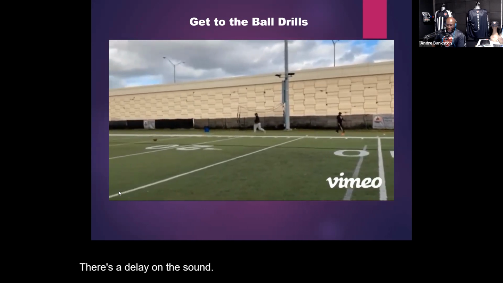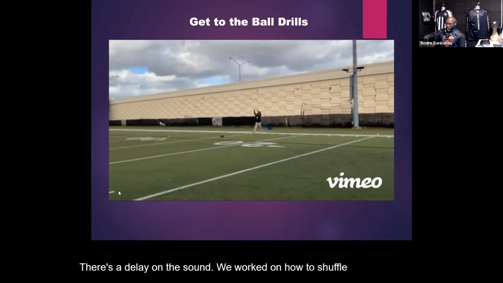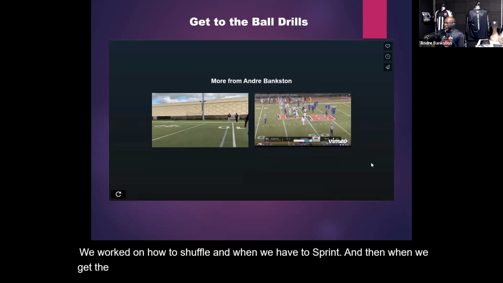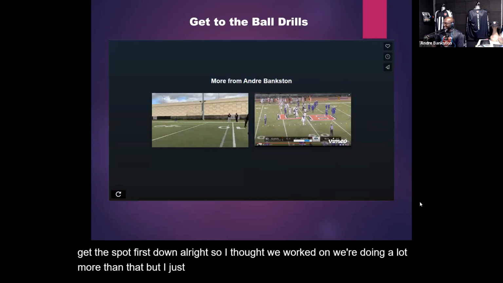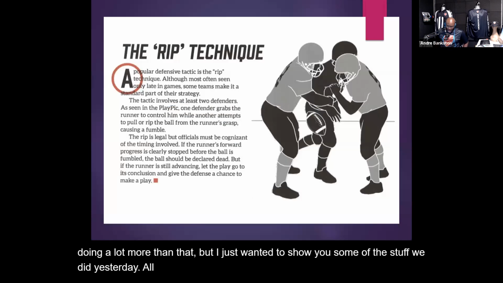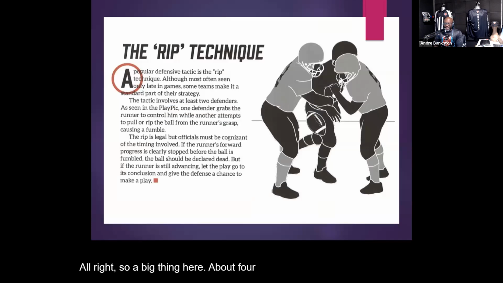So we worked on how to shuffle. And when we have the first down. All right. So that's what we worked on. We worked on a lot more than that, but I just wanted to show you some of the stuff we did yesterday.